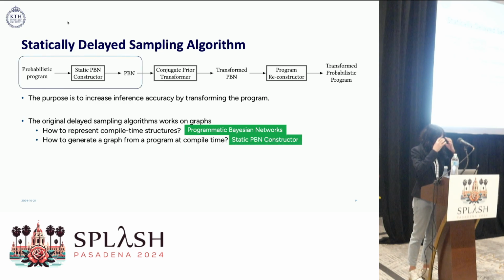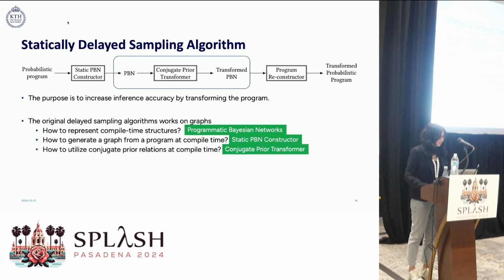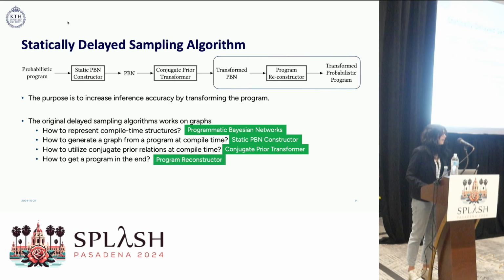The first part of this is just generating these graphs from the program, using the abstract syntax tree. The second step, after the graph is generated, takes the generated graph and utilizes the conjugate prior relations between them, and then we get a transformed PBN. The third one is the last step. We wanted modularity between the inference and the optimization method. So in the last stage, we just take this transformed program and turn it into a probabilistic program again.